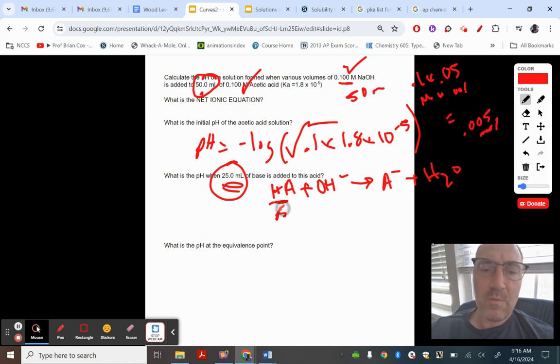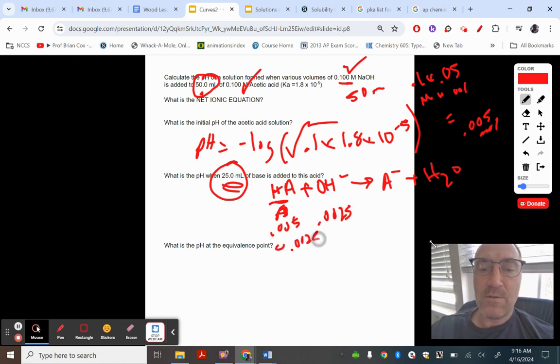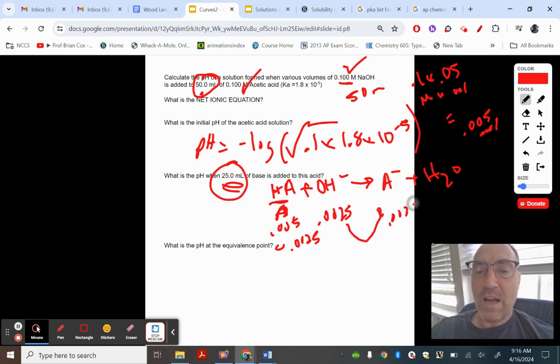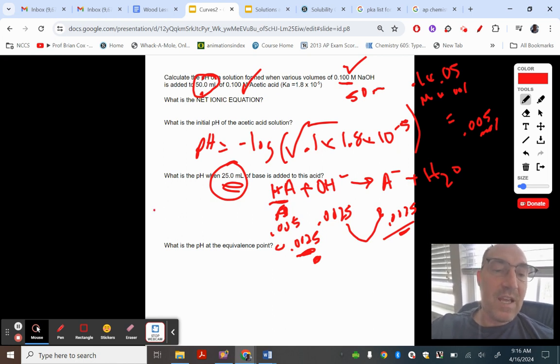So if I have 0.005 moles and I add 0.0025 moles, do you see how this would react? And I'd be left with 0.0025. And then I would make 0.0025 of this. So in this case, my conjugate base and my acid are equal. So when you add half as much base, HA is equal to A minus.